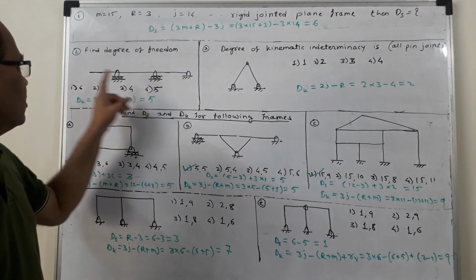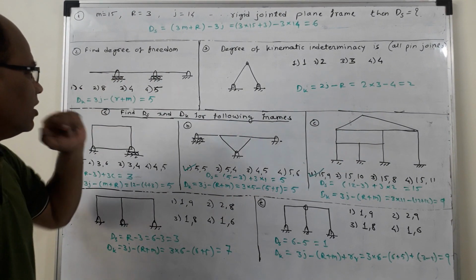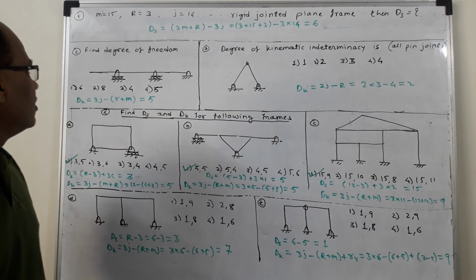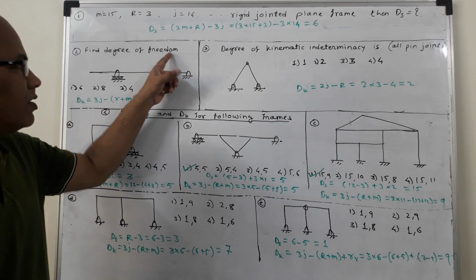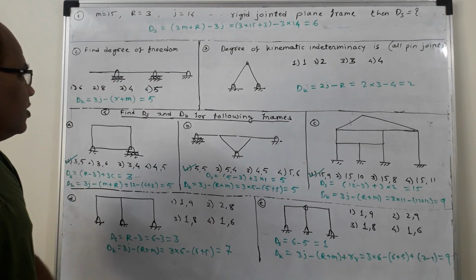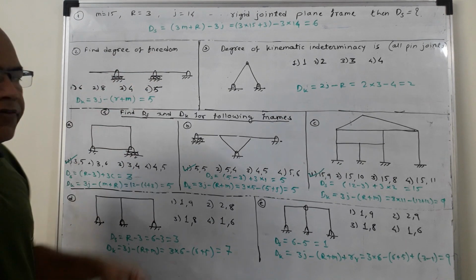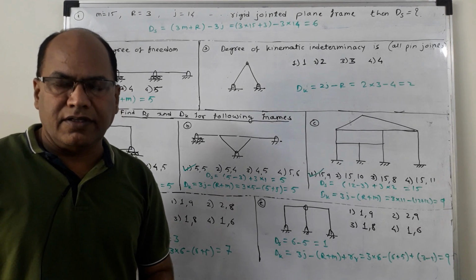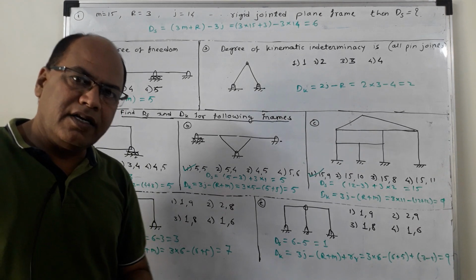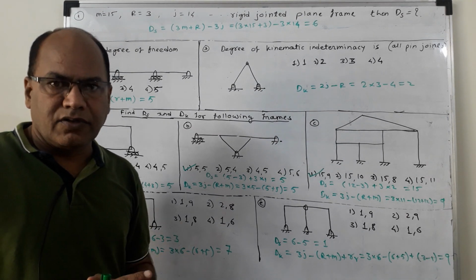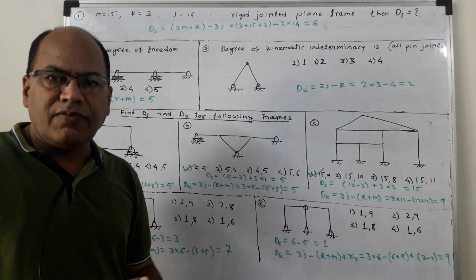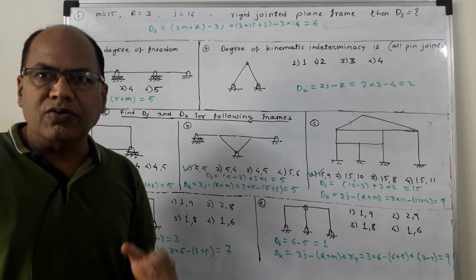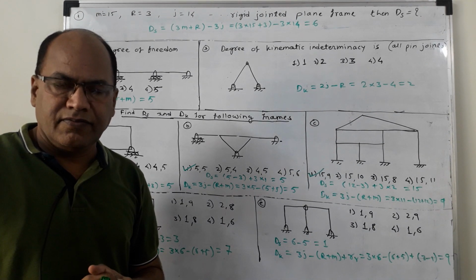Question number 2: a beam is shown over there. It is a continuous beam. 2 supports are roller supports and 1 is a hinge support, and it is asked to get the degree of freedom. So find the degree of freedom for this particular beam. Now degree of freedom is nothing but the degree of kinematic indeterminacy. Degree of kinematic indeterminacy is equal to the total number of unknown displacement components minus the total number of constraints.